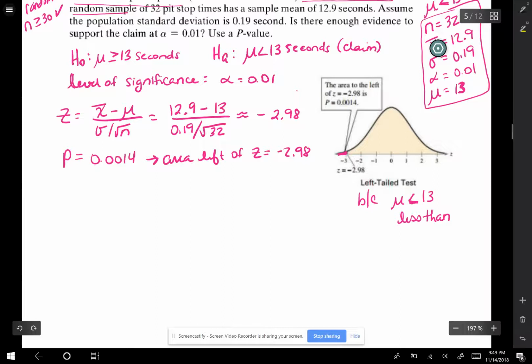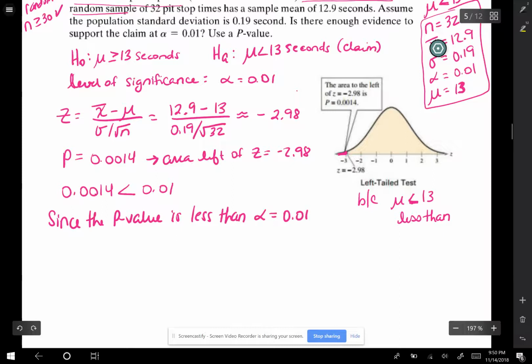And then we're going to compare our p-value to our level of significance. So we're comparing 0.0014 to 0.01. Obviously, 0.0014 is less than 0.01. So since the p-value is less than the level of significance, 0.01, you would reject the null hypothesis.